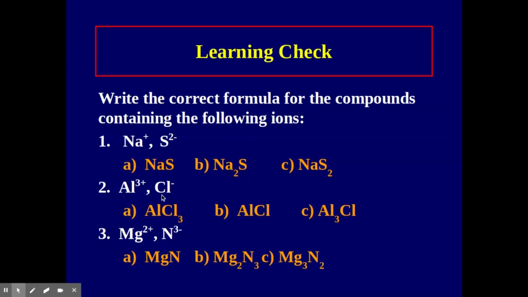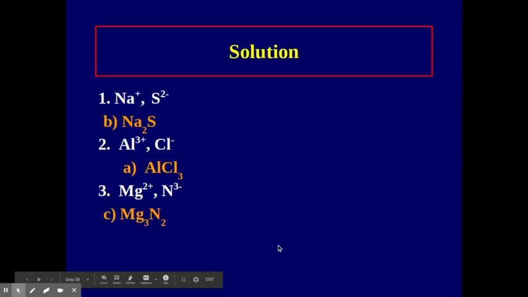Okay, aluminum chloride. So aluminum plus 3, chloride -1. It's going to mean 1 aluminum, 3 chlorides. Answer A. Then you've got magnesium nitride. So magnesium's a +2, nitride's a -3. So 3 magnesiums, 2 nitrides. Boom. C. Okay, hopefully you're doing good.